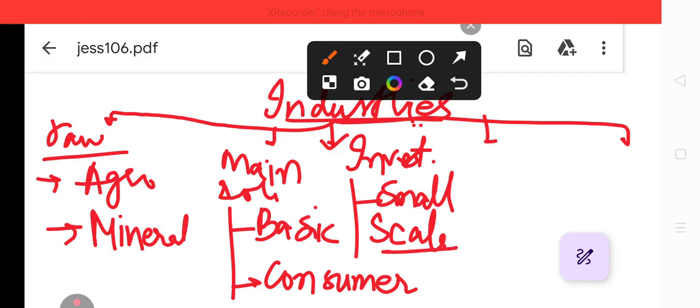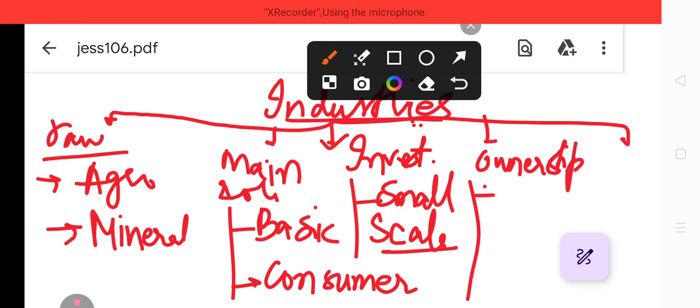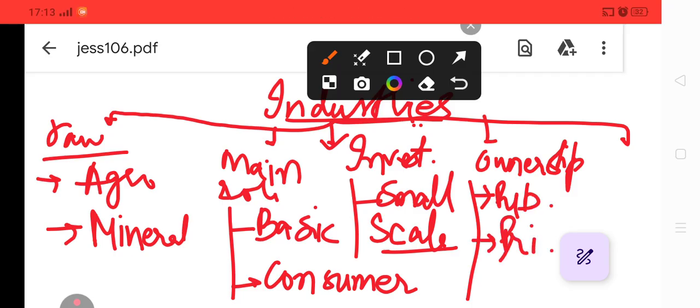Then we have on the basis of ownership. Ownership we have four types. First, public, I'm just writing pub. Second, private, I'm just writing pri. And third, joint. Fourth, you know very well that it is cooperative.